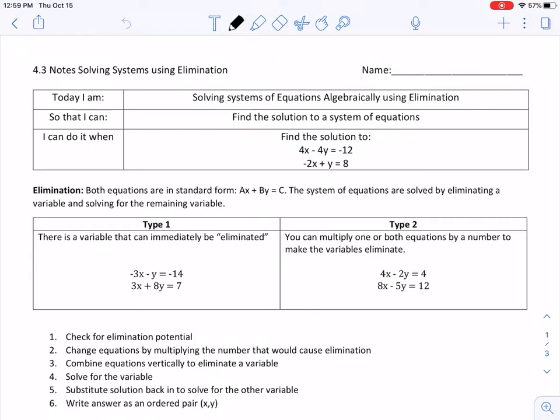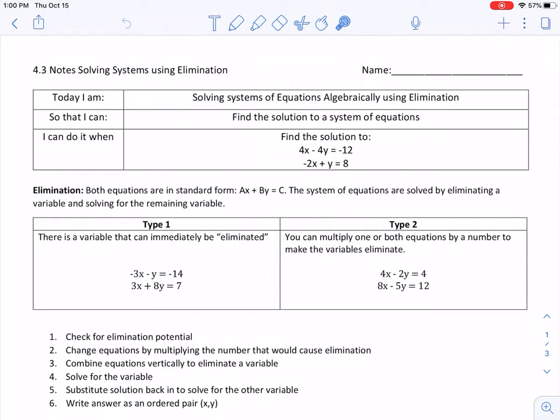All right, we're taking a look at 4.3. We are going to be solving systems of equations algebraically using elimination. We're going to be doing that so that we can find the solution to a system of equations algebraically. And we'll know that we're able to do it when we can take two equations that are in standard form and find the solution for both x and y.